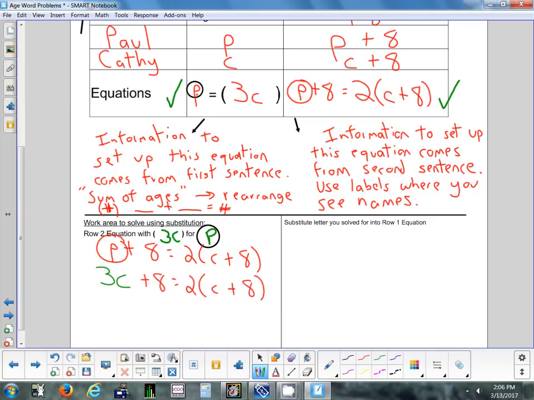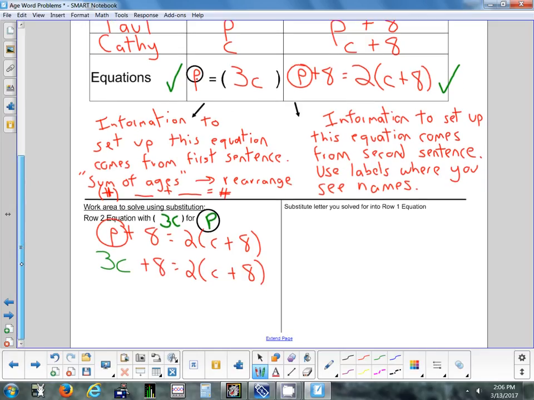How do I know I substituted? How do I know I did my substitution correctly? How do I know I plugged the right thing in? Anybody know? Because there's only one variable. There's only a C. I can't solve if there's a C and a P. It's not going to work. I can only solve if there's one variable only. Now, we're at what we did last week. We did my substitution.